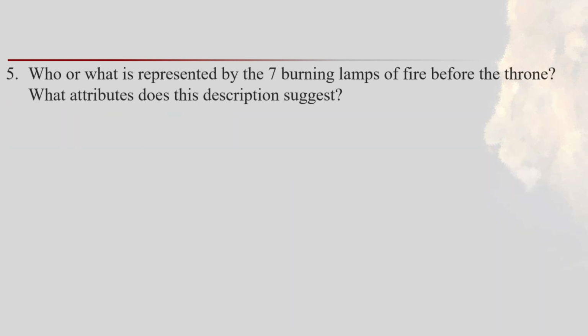So the next thing we see is seven burning lamps of fire before the throne. What do you think, or who, or what is represented by this? And why is it telling it to you this way? What's the symbol represent? Calls them the seven spirits of God. Mm-hmm. Does that have to be the seven churches? Or? I don't think so.